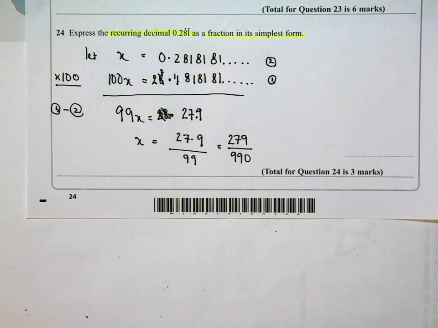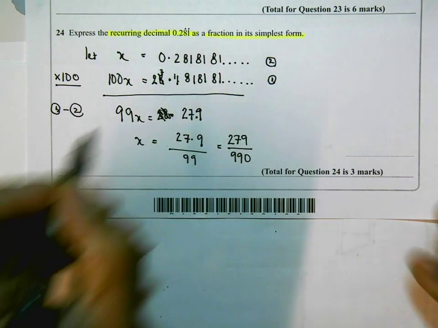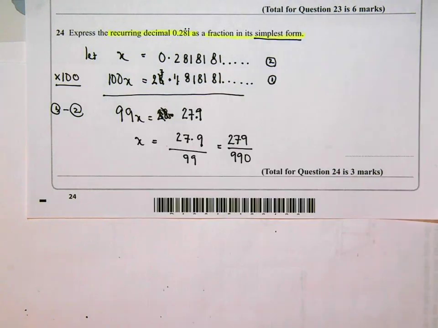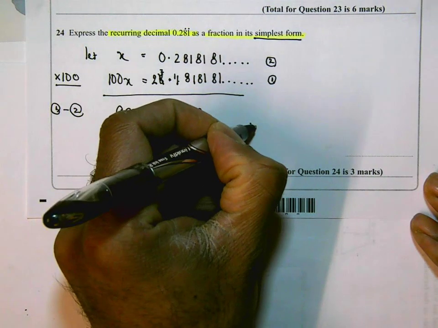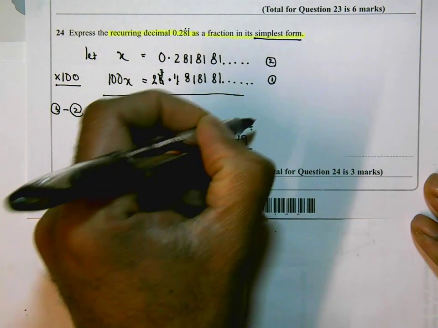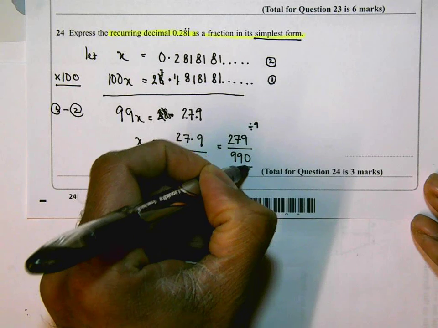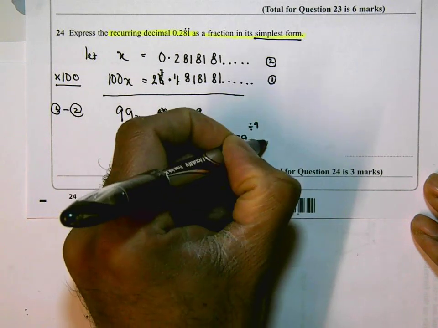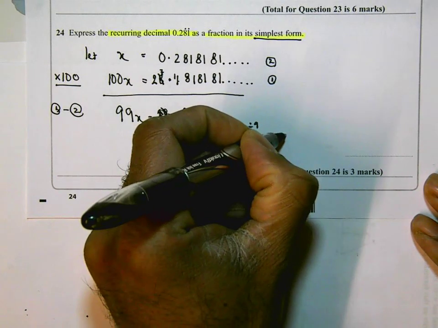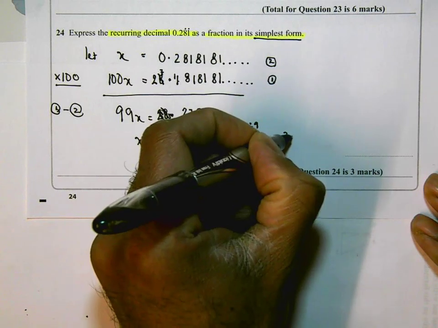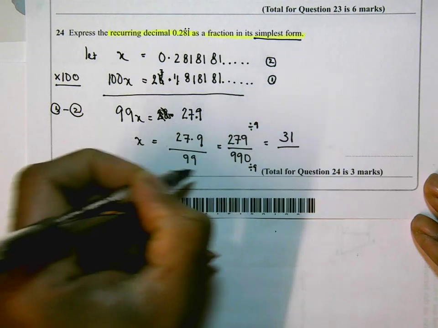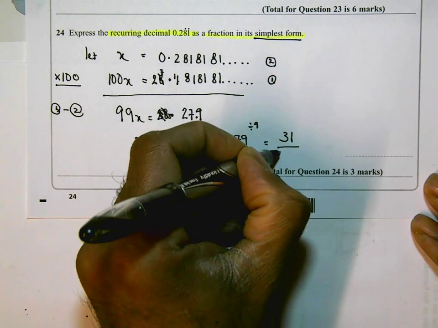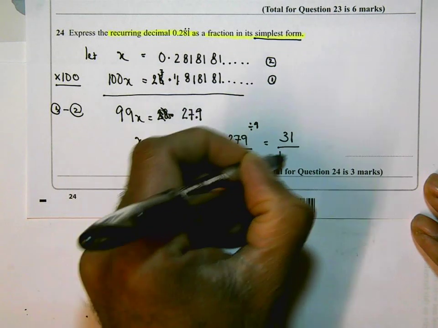What they've actually said is write the fraction in its simplest form. So can I simplify that? Looking at both of those, I could tell that 3 could go into both of those. In fact, looking at them closely, I could tell that 9 could go into both of those. So I could divide the top and the bottom by 9. 9 into 279 is 31. 9 into 990 is 110.